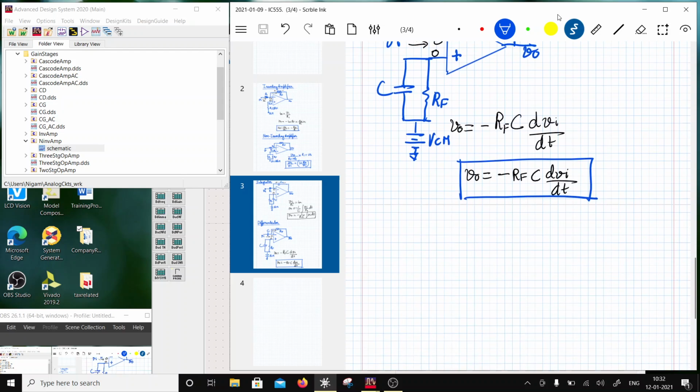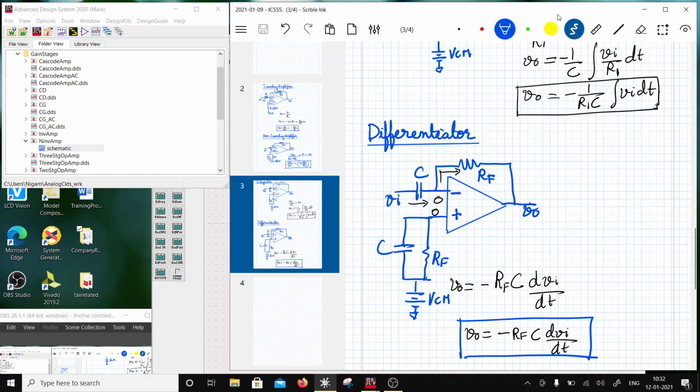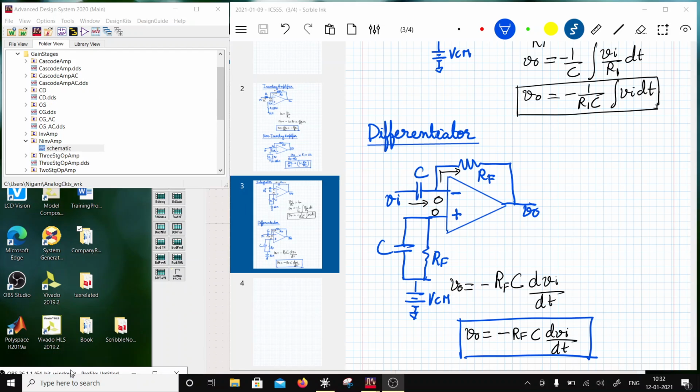So let's try that. If I give a sine, it will become a cosine, and if I give a cosine, it will become a sine, right? Let me see if I'm recording. 24 minutes into recording. Okay, so let's look at an integrator.